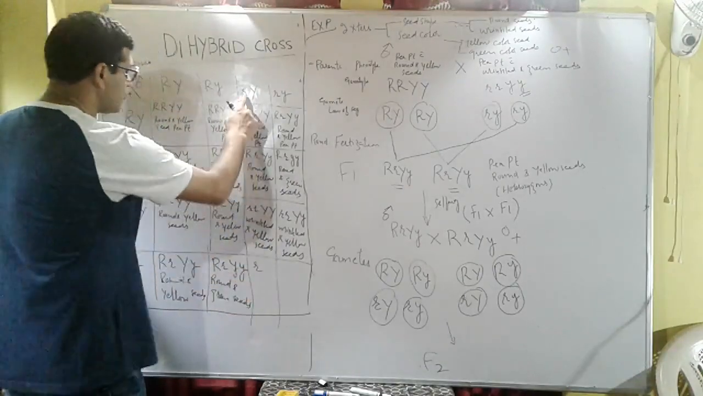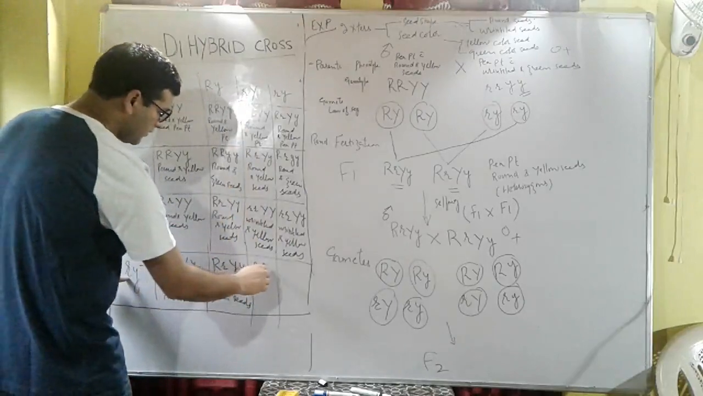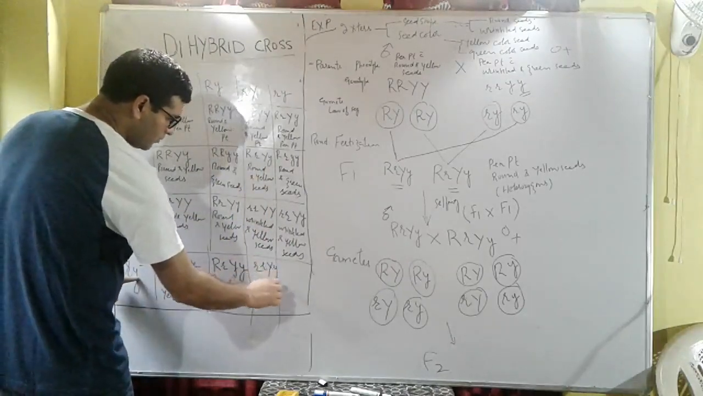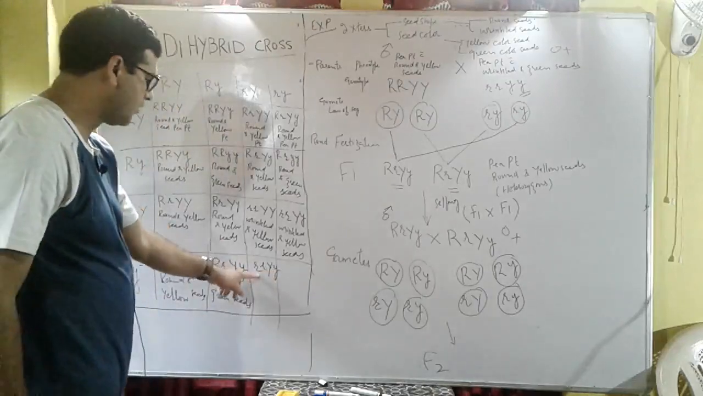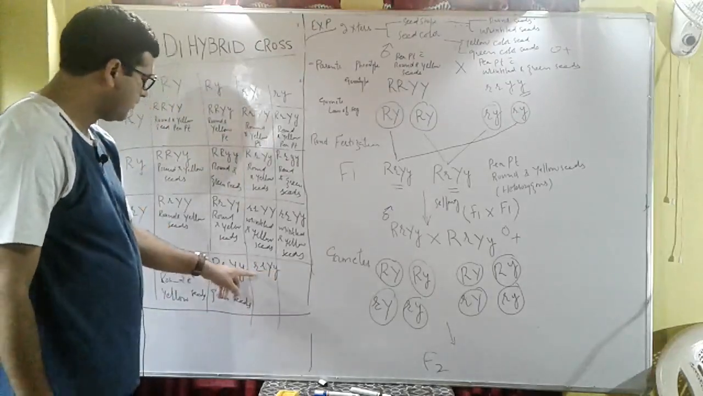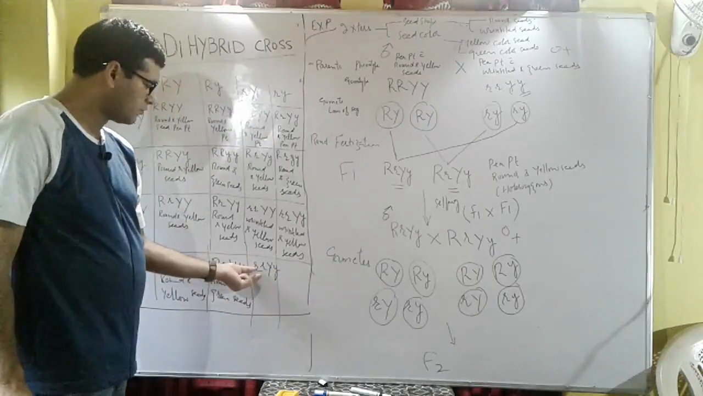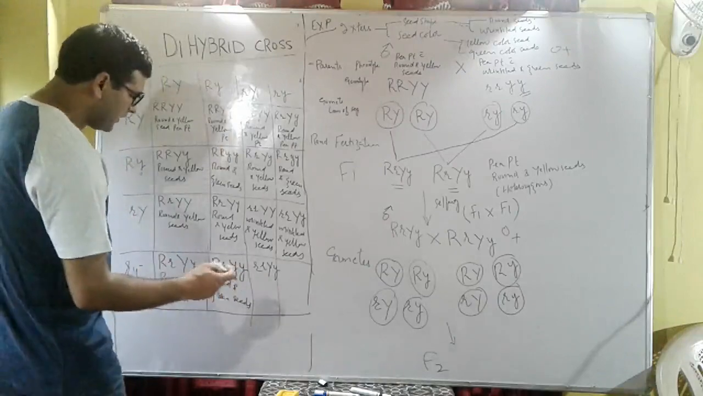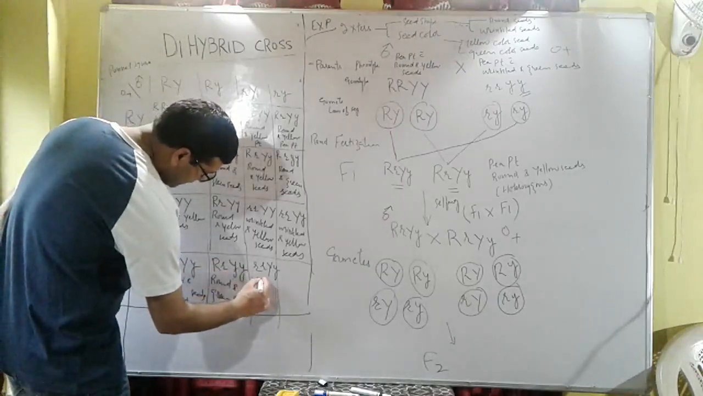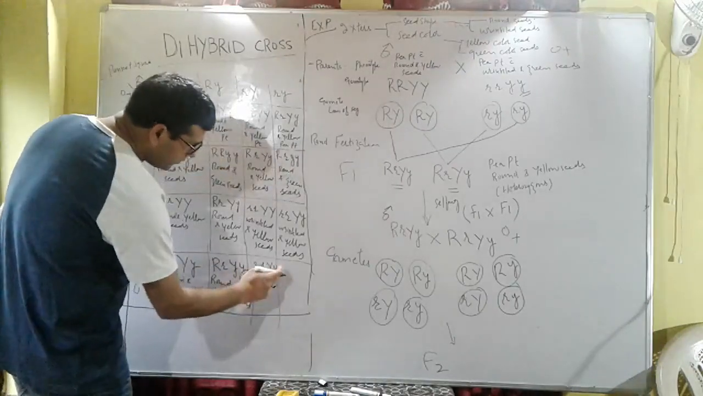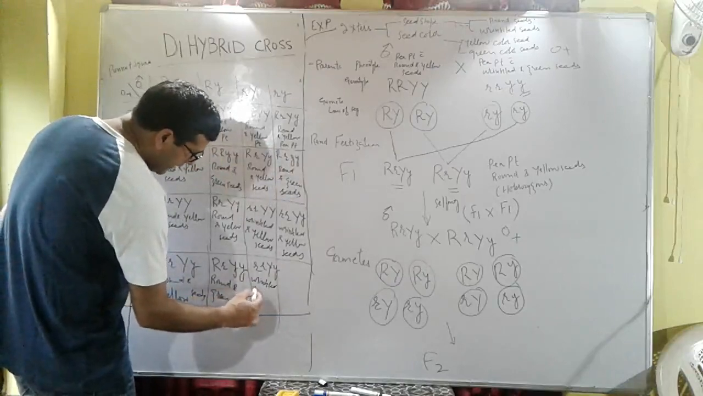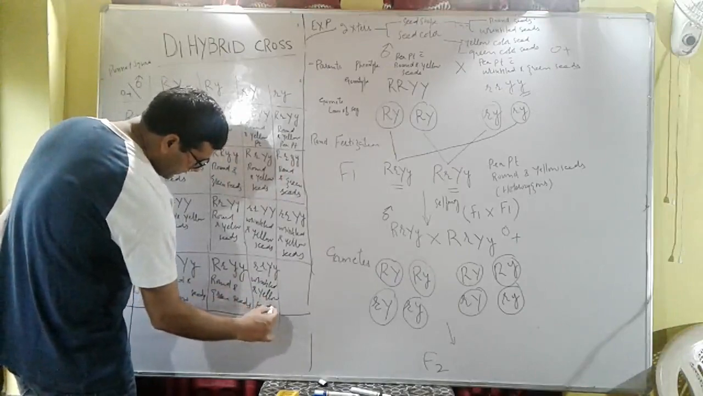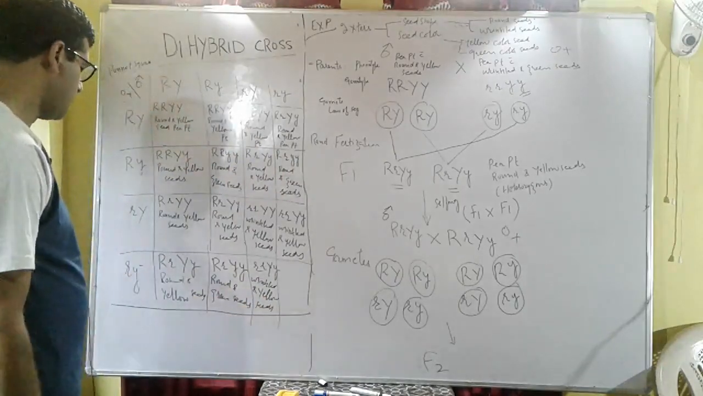Then we have another one, small r, small r, capital Y, small y, capital Y, small y. This is the genotype of the pea plant. What would be the phenotype? Small r is for the wrinkled seed. So it is a pea plant with wrinkled and yellow seeds.